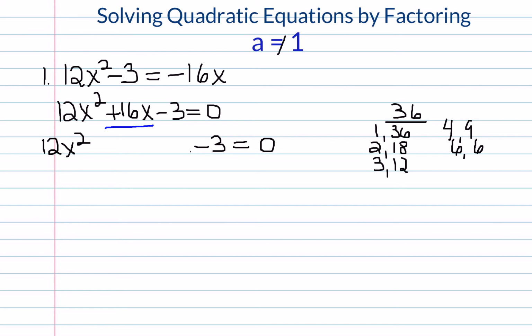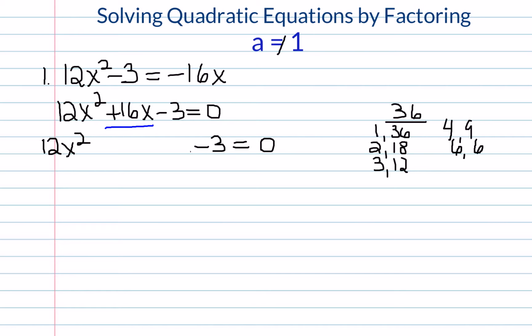The first step you want to make sure you do is take any term that's on the right side and move it to the left side over with the x squared. You want to set your trinomial equal to 0. I did that. I moved the negative 16x over, making it 12x squared plus 16x minus 3 equals 0.